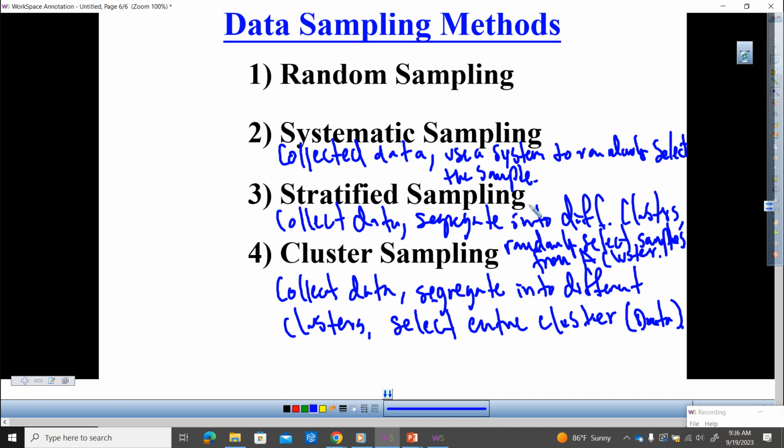All right, looks like Jeremy's got it. We collect data. Of course, we start by collecting data. And then what? Choose data at random. Pretty much. Yep, that is correct.